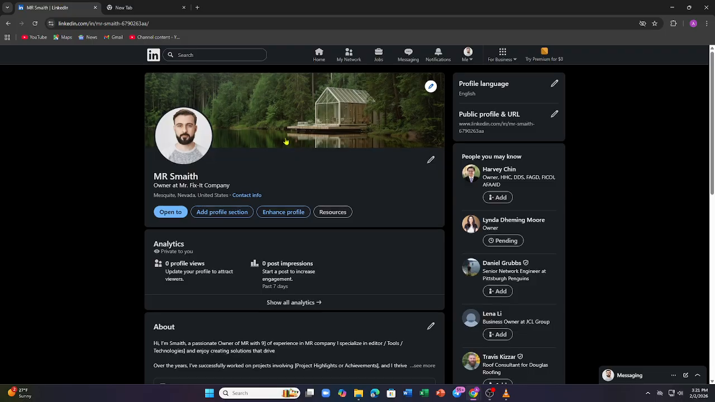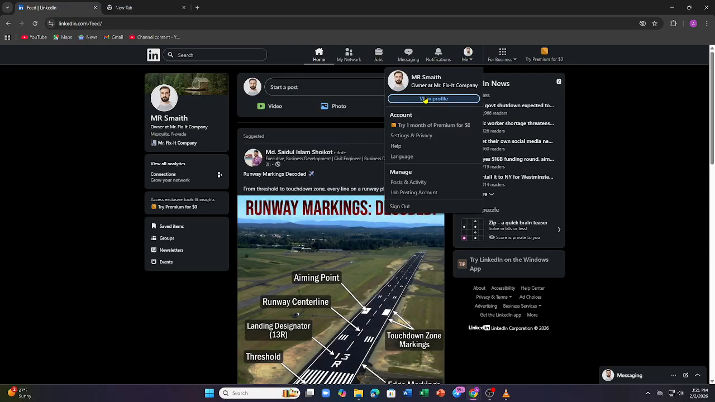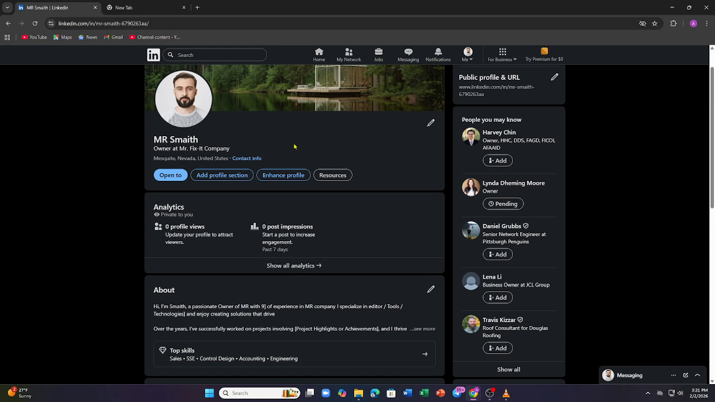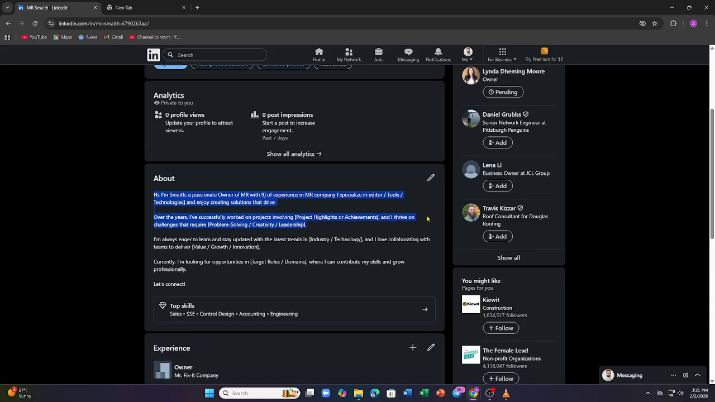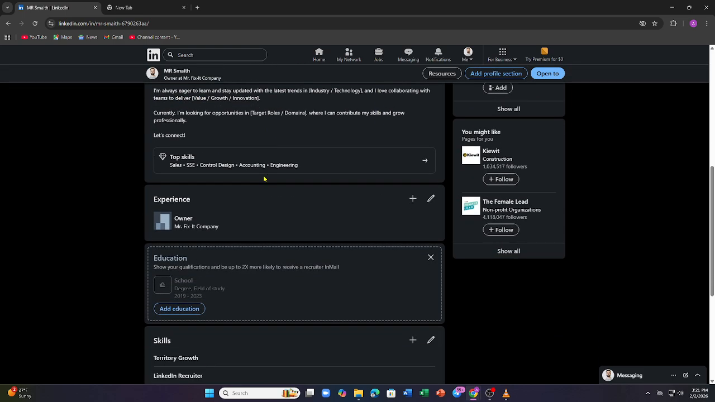Make it clear, keyword rich, and role specific. For example, instead of just "engineer," use "software engineer Python, React, AWS, full stack development." This helps recruiters immediately understand your expertise.